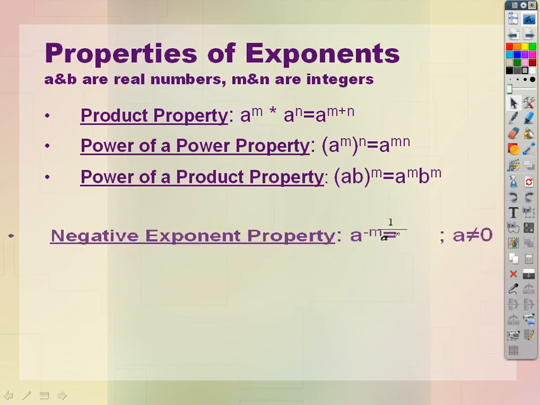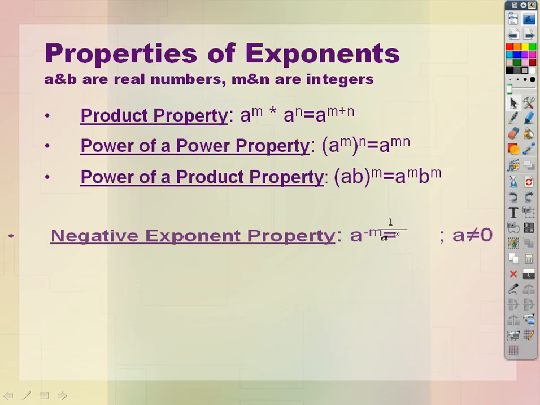Negative exponent property. Now we're going to add to this a little bit. This just says that a to the negative m. So if I have a negative exponent, what can I do with that? It becomes positive where? On the bottom of the fraction, in the denominator. Okay, but this works both ways.